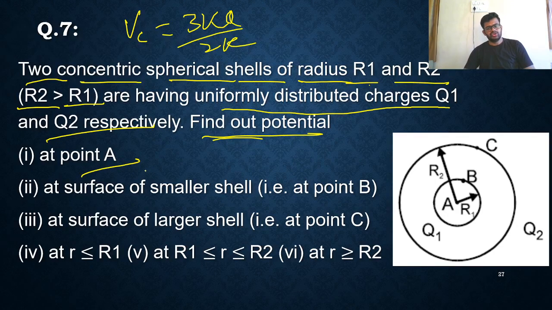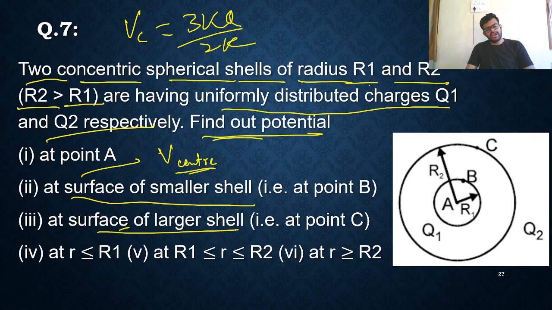You need to find the potential at point A, which means the potential at the center. Next, at the surface of the smaller sphere, then at the surface of the larger sphere, and after that there are more things. So let us solve it, my dear friends.